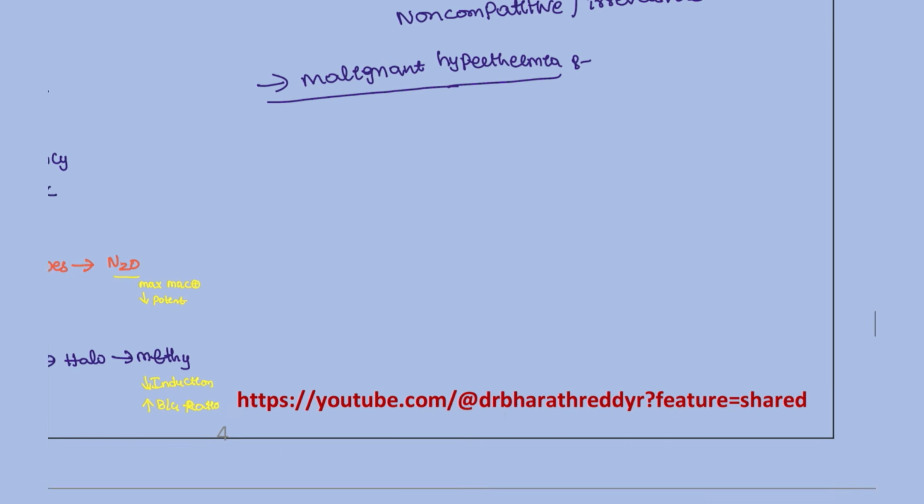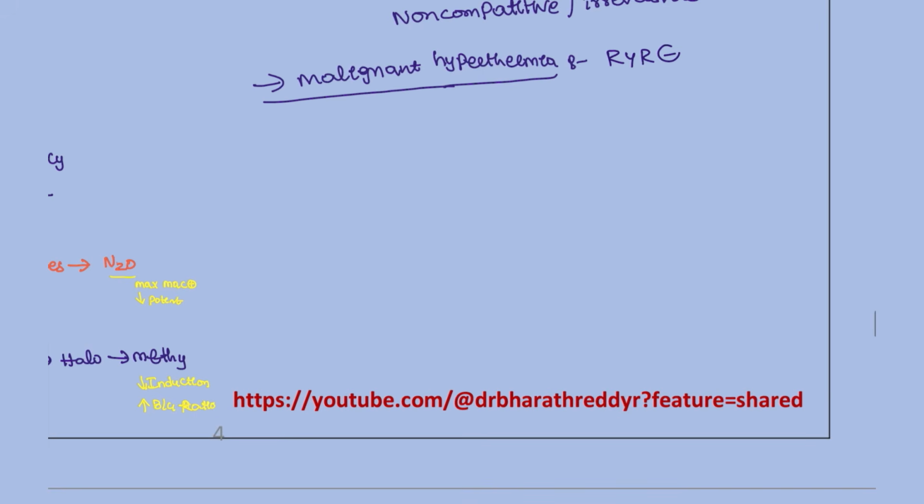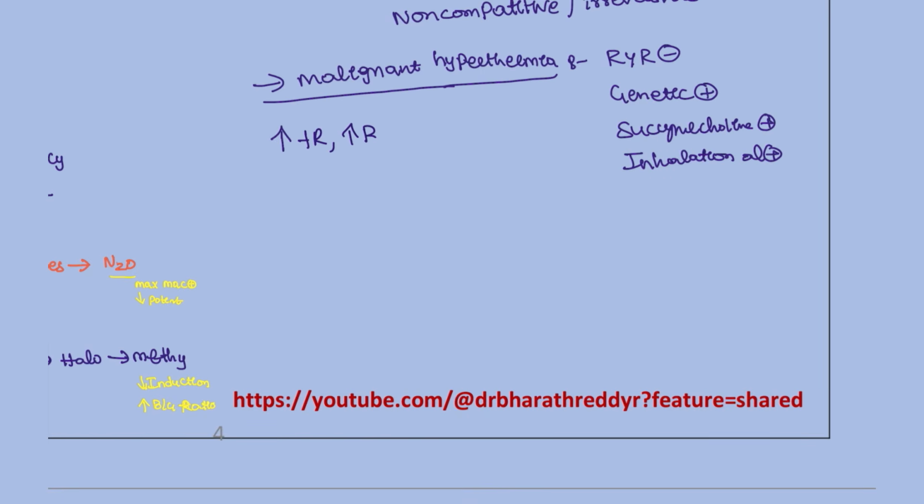So what is malignant hyperthermia? Most of the time this is due to an abnormal ryanodine receptor, or else it could be associated with a genetic condition, right? And it can occur even in patients who are taking succinylcholine or inhalational agents. What happens in malignant hyperthermia patients? Sudden increase of the heart rate, sudden increase of the BP, and increase of the temperature because of ryanodine receptor abnormality. All this sympathetic activity causes muscle breakdown.